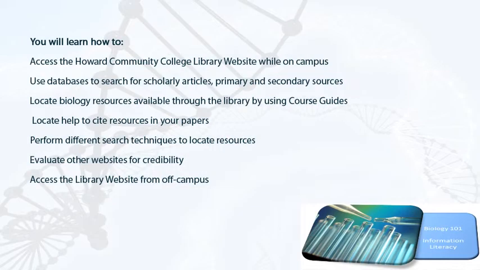Here you will learn how to access the Howard Community College Library website while on campus, use databases to search for scholarly articles, primary and secondary sources, locate biology resources available through the library by using course guides, locate help to cite resources for your papers, perform different search techniques to locate resources, evaluate other types of websites for credibility, and finally you'll learn how to access the library website from off-campus.